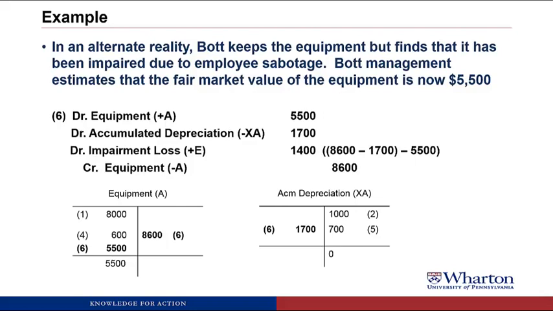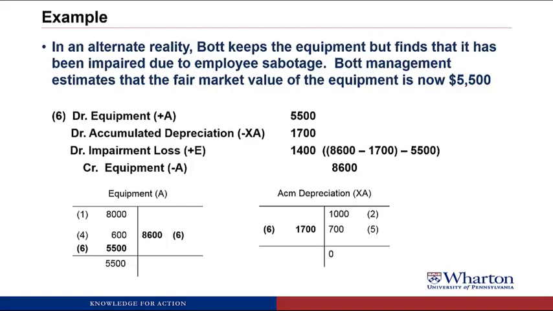Instead, we're going to debit equipment at the fair market value. So it's almost like we bought a new piece of equipment at this new fair value in replacing the old one at the higher pre-impairment value. So anyway, we debit equipment for $5,500. We also credit equipment for $8,600 to pull out the historical cost of the equipment that we had pre-impairment. We take out all of the accumulated depreciation, so essentially we're starting over. So we debit accumulated depreciation for $1,700.